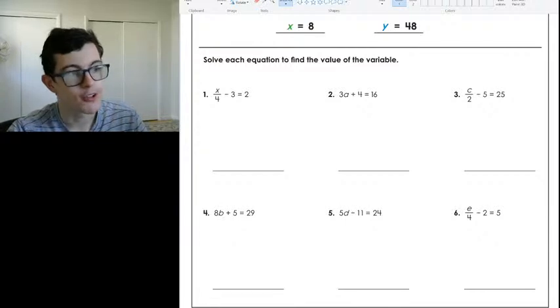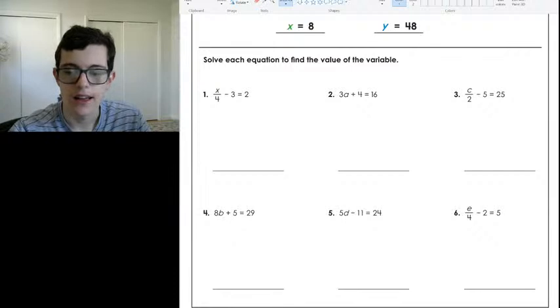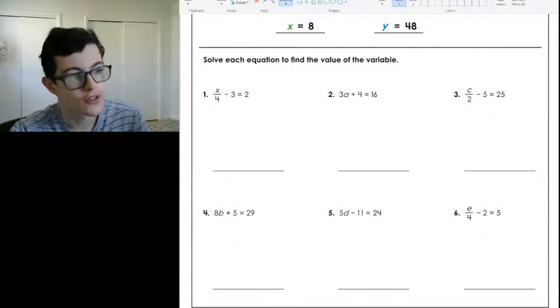The first lesson will be for grades 6 through 8, solving algebraic equations. And the date is 7/12/20, or July 12th, 2020.